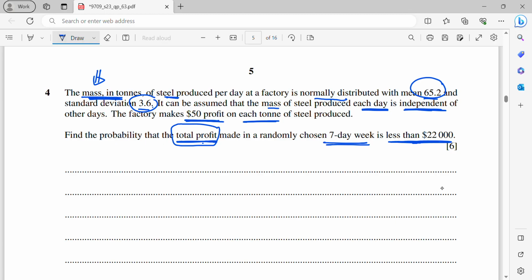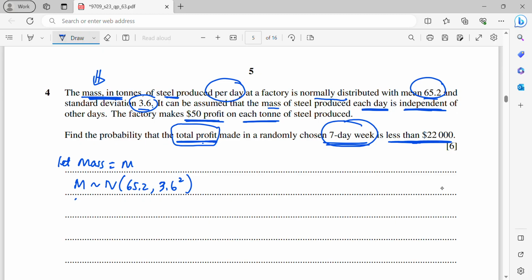Let's say M is the mass. Let mass equal M. Alright, so from here I will write M is normally distributed with 65.2 the mean and standard deviation 3.6. So we always write the variance, that's why it's the square of 3.6. Okay, then now I will say this is per day. See, this is the mass per day. And now this is regarding 7 days.